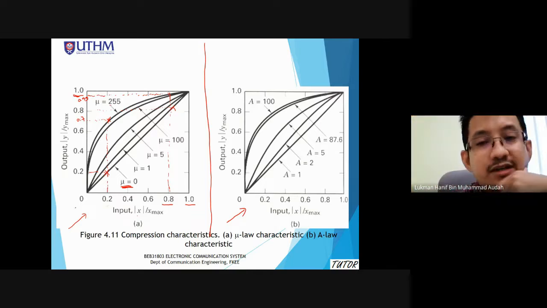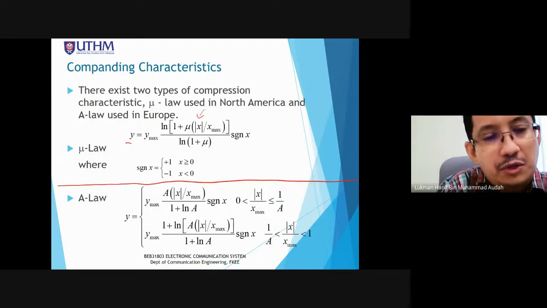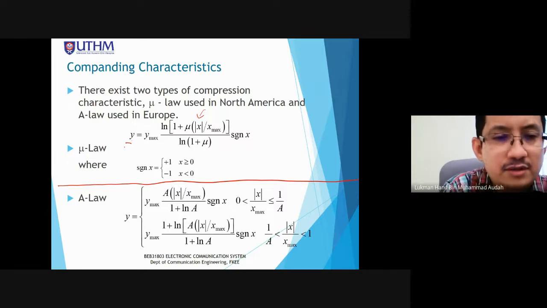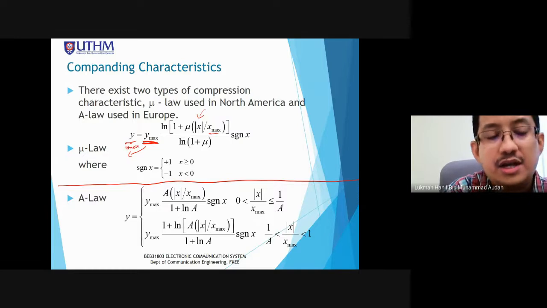Okay, so this graph is actually produced using these equations. Kalau you lihat equation ini, ini tak perlu hafal, saya just nak tunjukkan. So Y max ini adalah nilai output yang terbesar, X max adalah nilai input yang terbesar. So Y over Y max ini adalah normalized output, which is equal to ln 1 plus mu darabkan dengan X over X max. This is a normalized input value, divide with ln 1 plus mu.